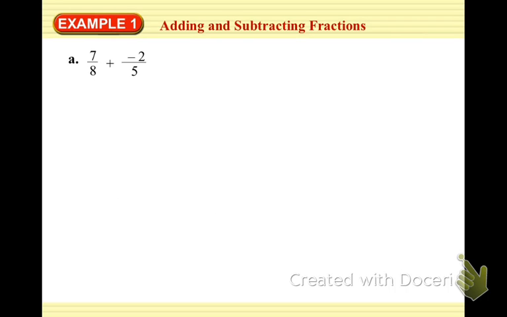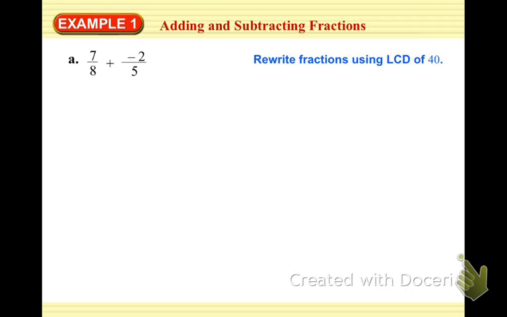So the first problem, 7 over 8 plus negative 2 over 5. We have to find the common denominator between 8 and 5. We know that the LCM is 40, so we can use that. Now we rewrite the fractions using the LCD of 40. We're going to want equivalent fractions.